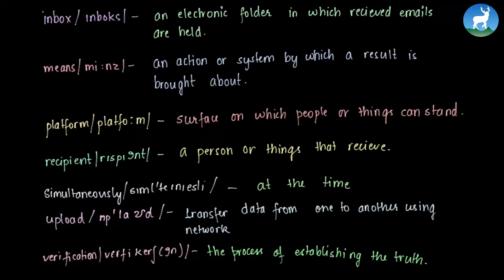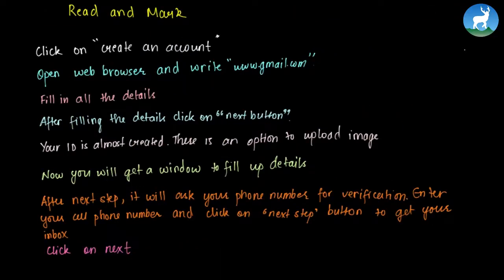Next we have to read the sentences and mark them in order. So here are 8 sentences and we need to mark them in correct order to create an account in Gmail. So here we begin. First, we go thoroughly through all the steps. Click on Create an Account button. So this should come towards the beginning of the order. Open web browser and write www.gmail.com. This must be our first step.